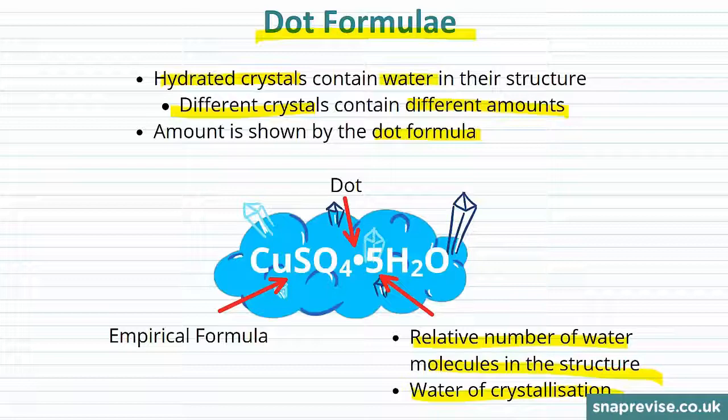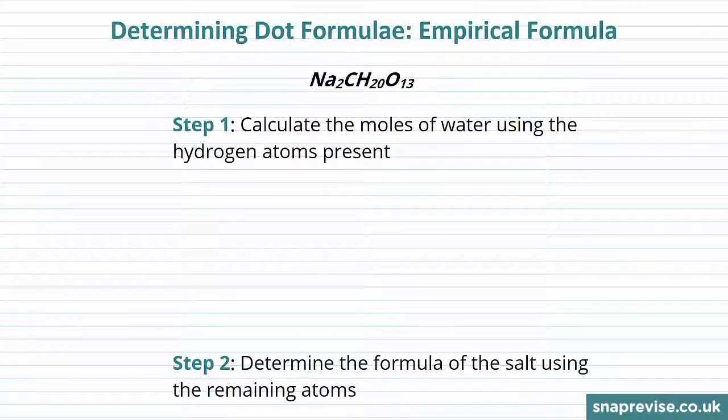So now we know what dot formula is, let's have a look at how we can determine the dot formulae. First method of determining our dot formulae we're going to look at is using the empirical formula. So here we have the empirical formulae of a crystal, Na2CH20O13. Following these steps, we're going to work out the dot formulae from the empirical formula.